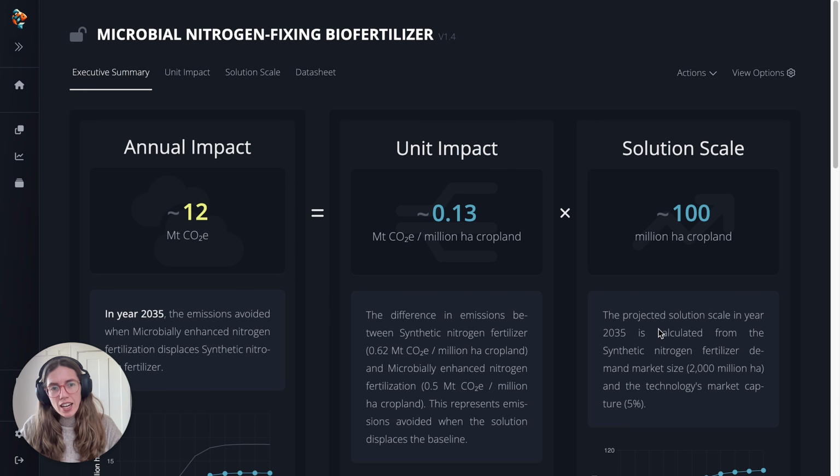The solution scale is what it sounds like. It's how much this technology can scale over time. In this case, the solution scale is around 100 million hectares of cropland in 2035, and that's calculated based on the total market size, which is 2,000 million hectares of cropland, and the technology's market capture, which in this case is modeled as 5%, which you can see down here. Okay, so this is the executive summary page.